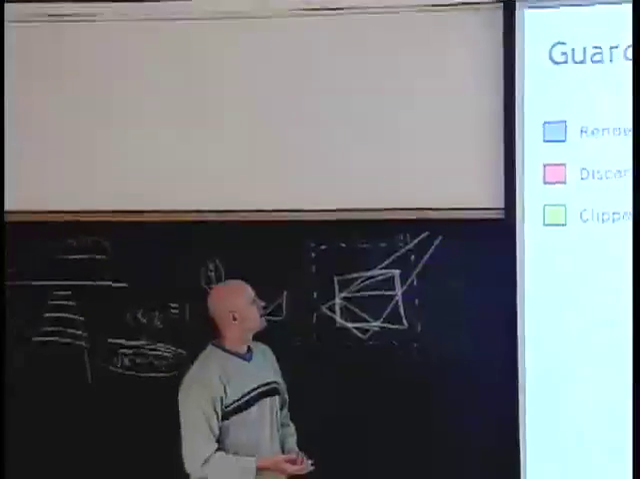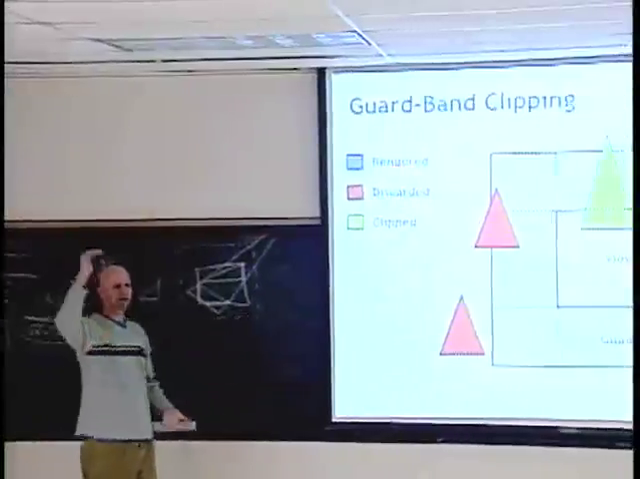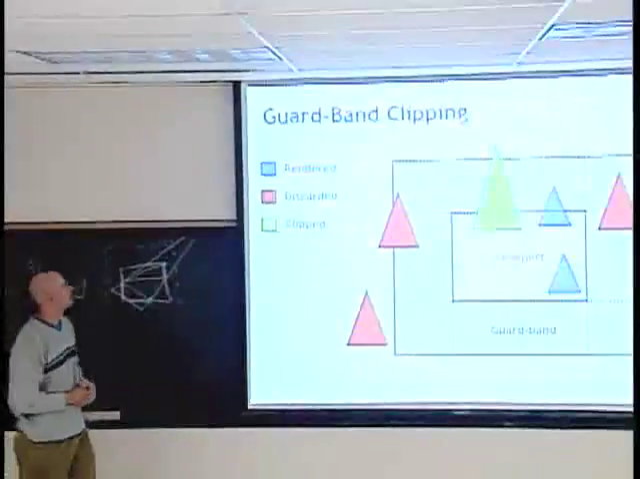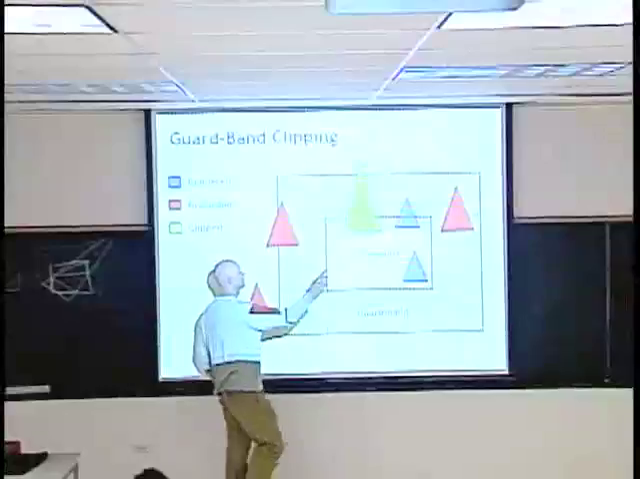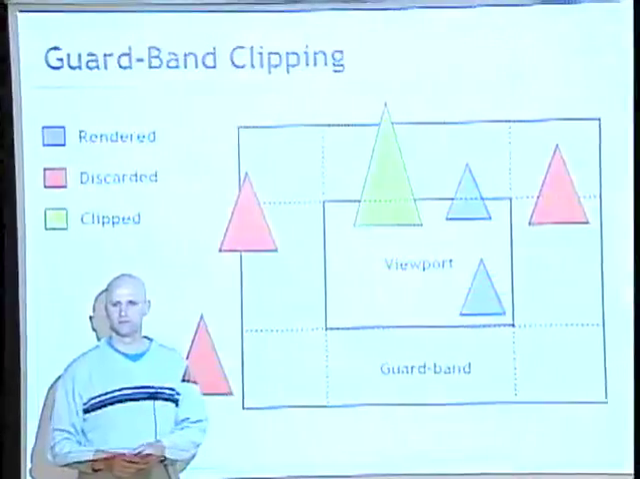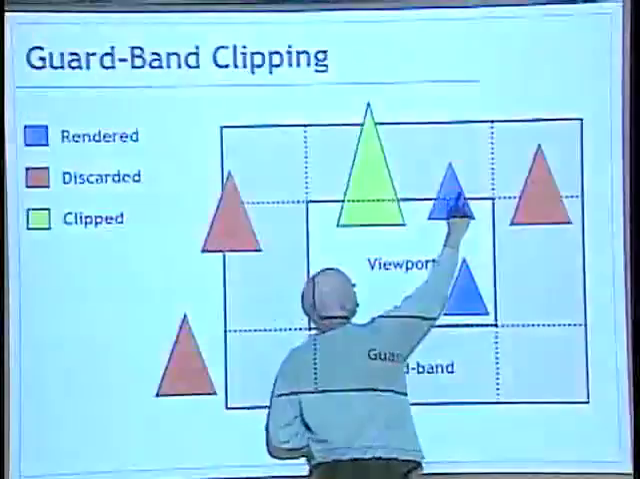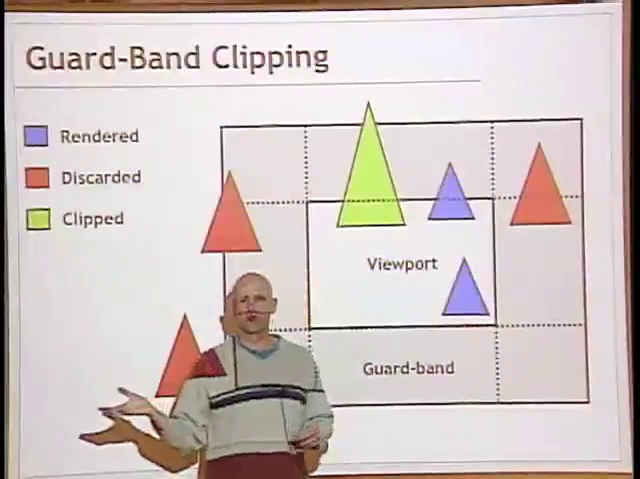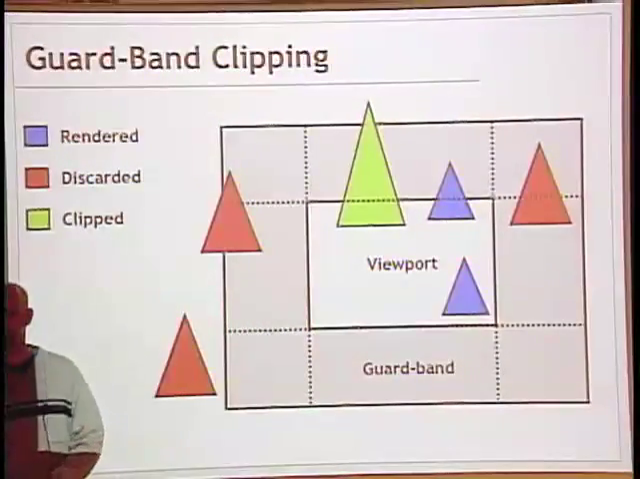Here's our viewport, and then we put in this guard band. It means that for these two blue triangles, I have to render the whole triangle. I'm going to do some work here that's useless and I'm going to throw away eventually, but I didn't have to clip that triangle.